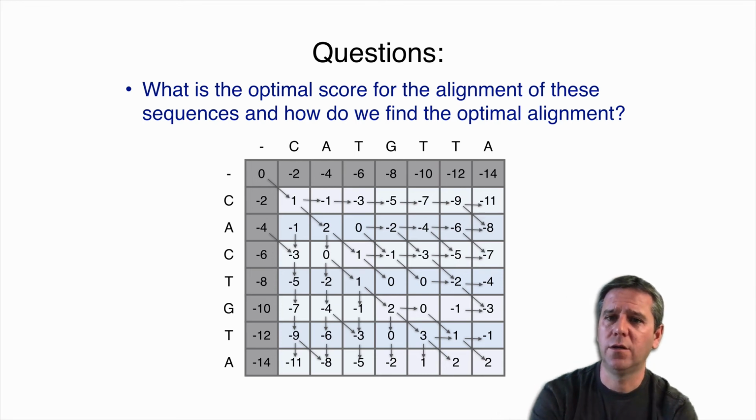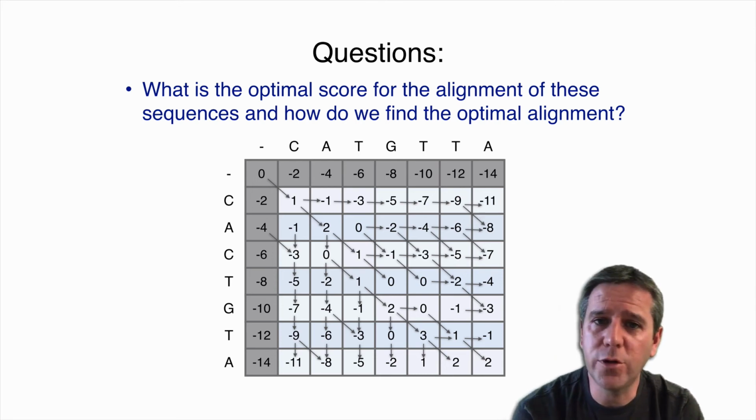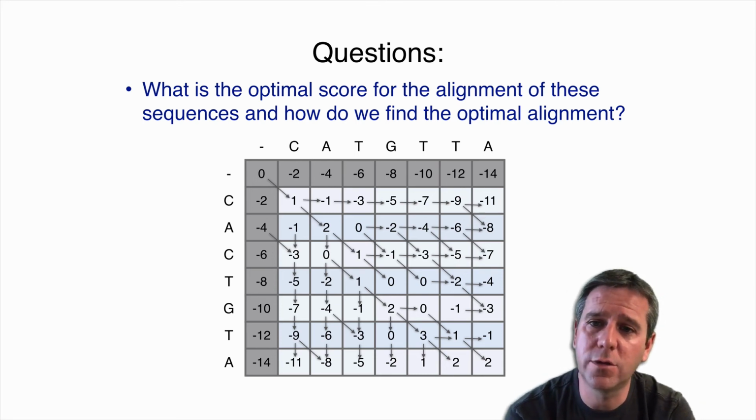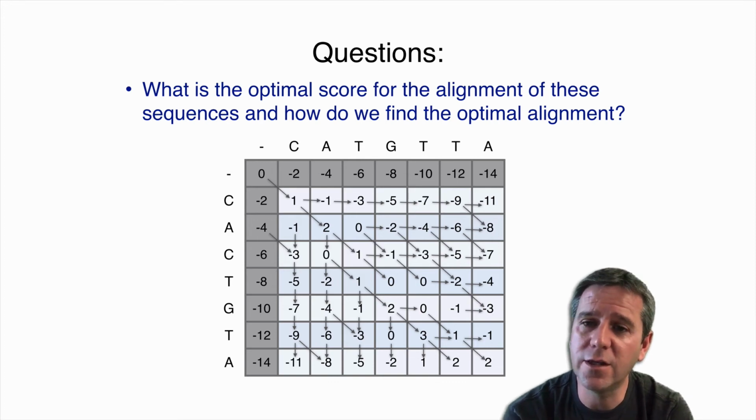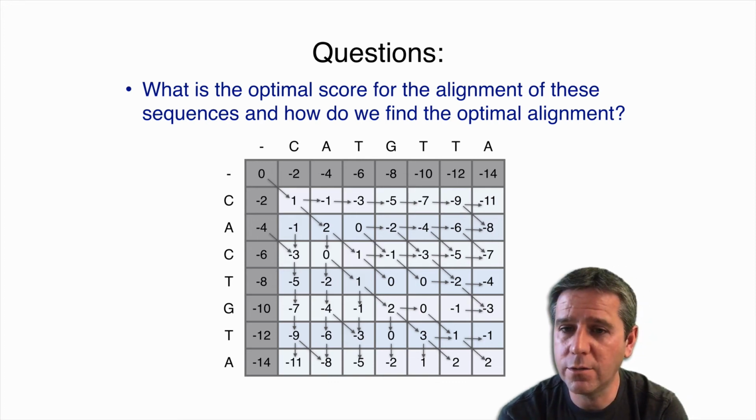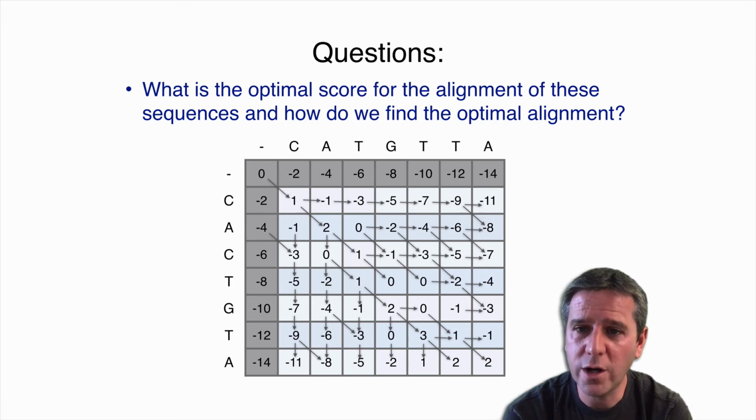So, question. What is the optimal score for the alignment of these 2 sequences? Here I've filled in the Needleman-Wunsch dynamic programming matrix for you. What is the optimal score for these 2 sequences?